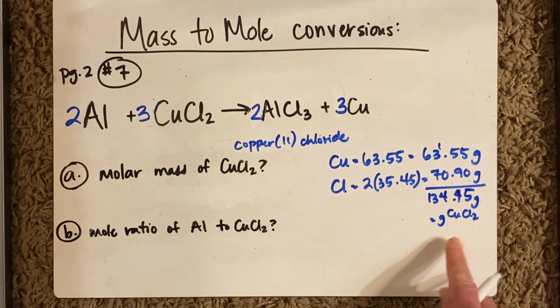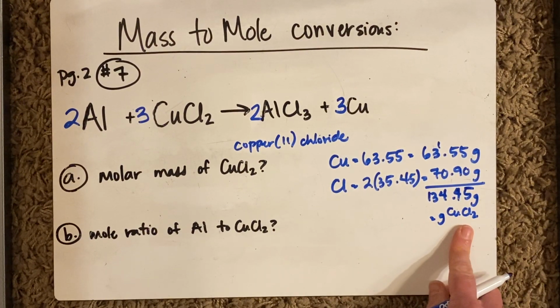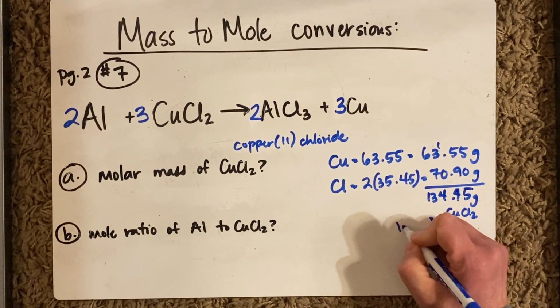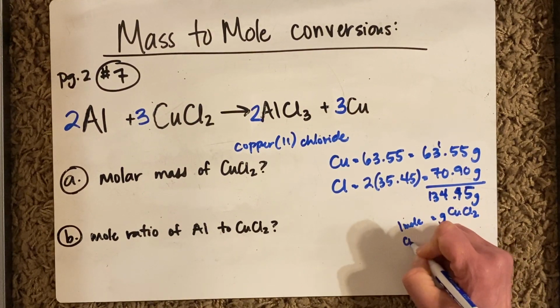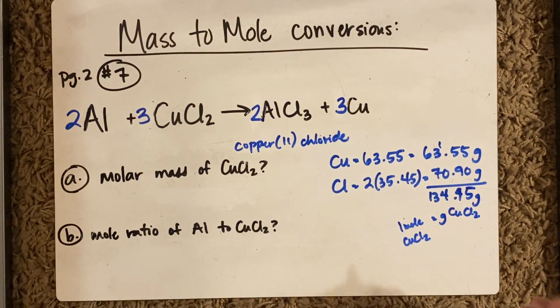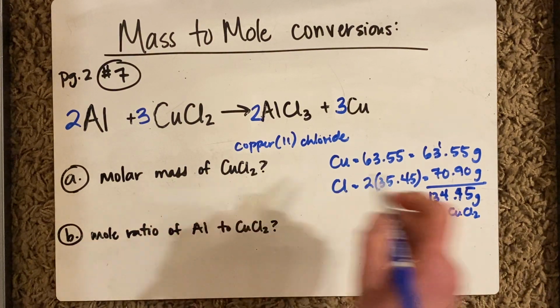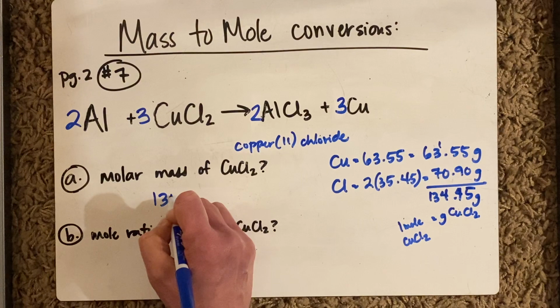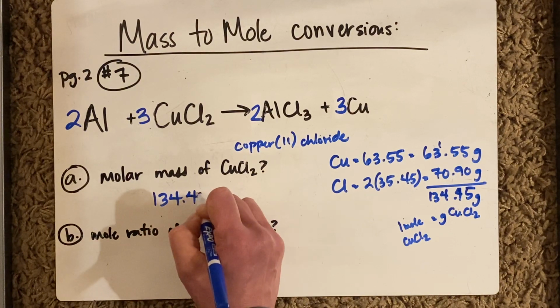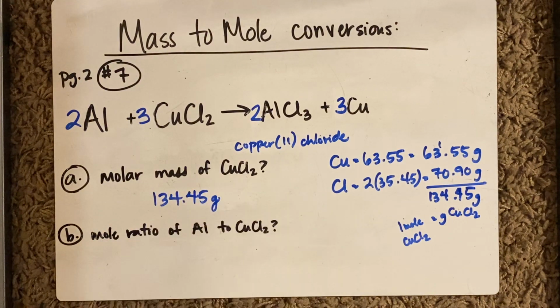And remember that anytime you have a mass, that mass is always equal to 1 mole. So this now is equal to 1 mole of our copper 2 chloride. So right here, we're going to have 134.45 grams is the molar mass.